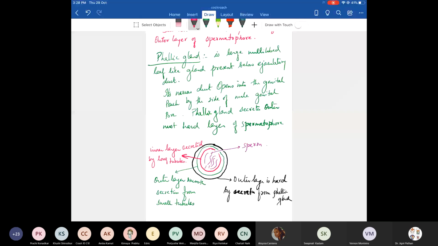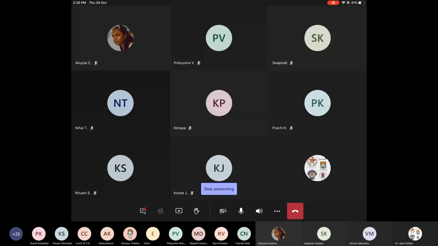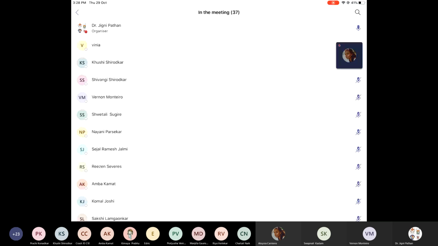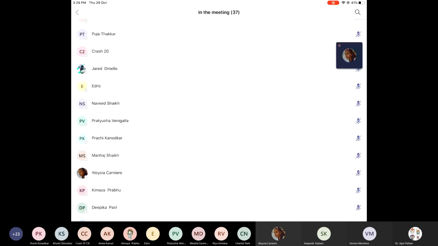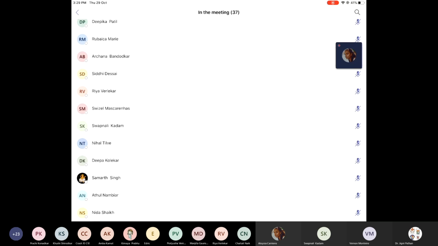Is it clear? Any doubts to anyone there? Is there any doubt? Is it clear? What about the new students who have joined? Any doubts? Quickly tell me if you have doubts. Let me see how many of them. Navid Sheikh, is it clear? Prachi, is it clear? Kimaya, is it clear? Riya, Deepa, Samath, any doubts to anyone?